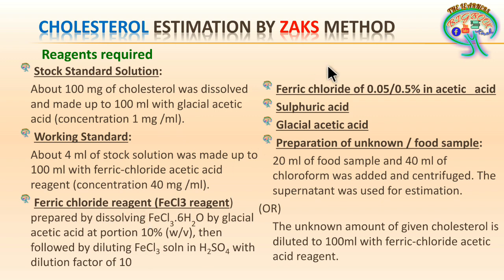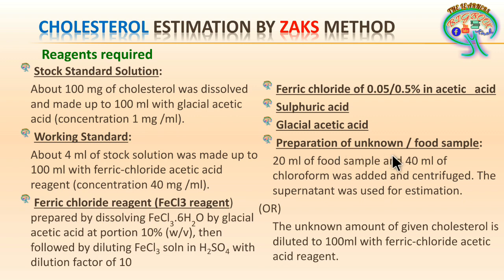Apart from that, we can also take the chemicals separately, where ferric chloride and glacial acetic acid can be prepared, either for 0.05% or 0.5%, and we can have the separate sulphuric acid and glacial acetic acid. These are the chemicals we are going to prepare. This may be a little confusing when you get into the other slides, but I will make it very clear how you have to use it.